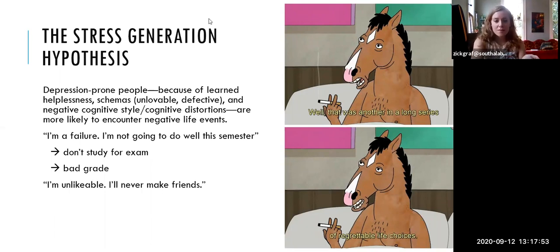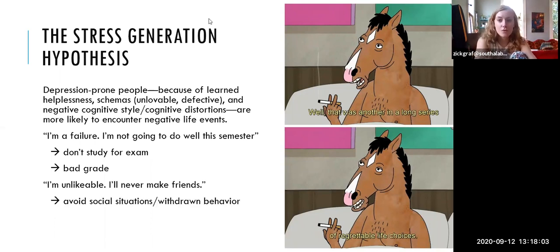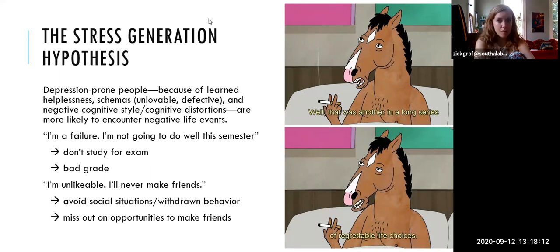Another example of this could be someone who has an unlovability schema, who thinks that they're just fundamentally unlikable and that they're not going to be able to make friends. Believing that and thinking that might lead them to avoid social opportunities or to be withdrawn and closed off in social situations. And those behaviors, rather than anything internal or stable about the person, could be what causes them to miss out on opportunities to make friends. So essentially, the stress generation hypothesis is that sometimes negative expectations turn into self-fulfilling prophecies because they influence our behavior.